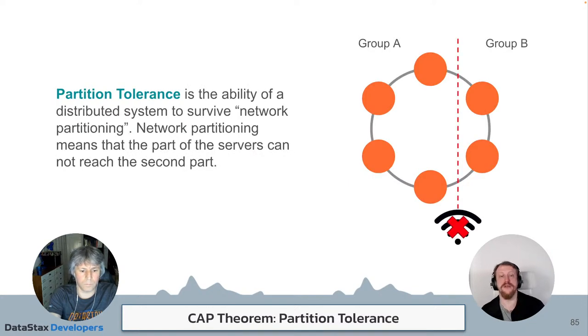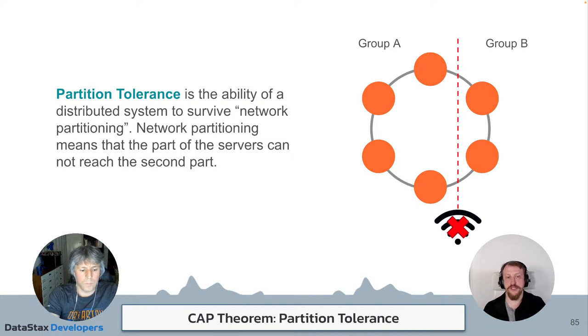Then partition tolerance is the most misunderstood concept of CAP. So let's stop on that for a moment. Many people think partition tolerance is the ability of a system to survive network partitioning. So to understand partition tolerance, we need to understand network partitioning first. What is a network partitioning? Please notice that in this case, partitioning has no relation to the partitions we mentioned before for Cassandra.